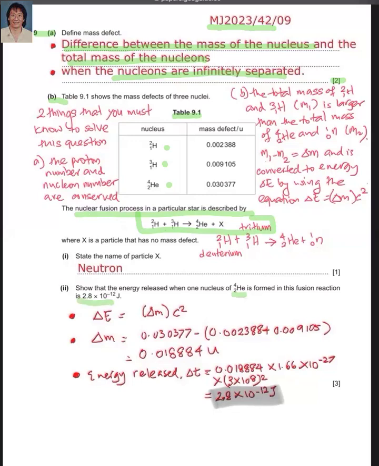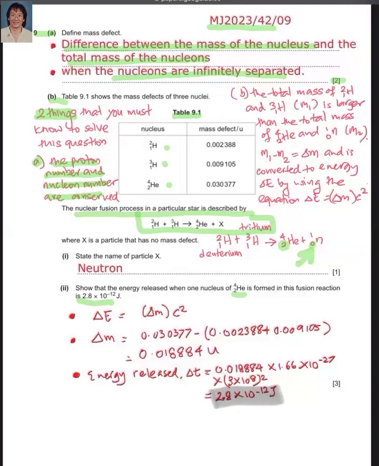When you do this question, you need to know 2 things. Number 1, you need to know that the proton number and the nucleon number are conserved. This means that the total proton number on the left-hand side must be equal to the total proton number on the right-hand side. The total proton number for deuterium and tritium is 1 plus 1 equals 2, and the total proton number for helium is also 2. Therefore, your X has a proton number of 0.